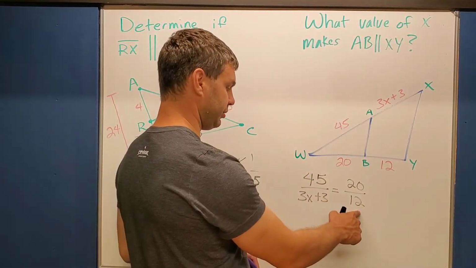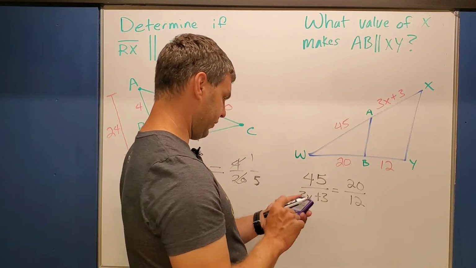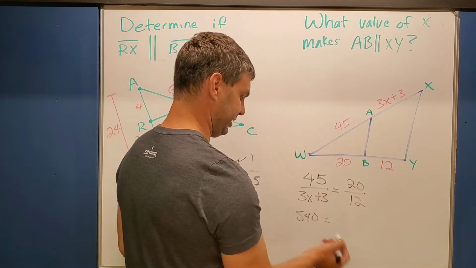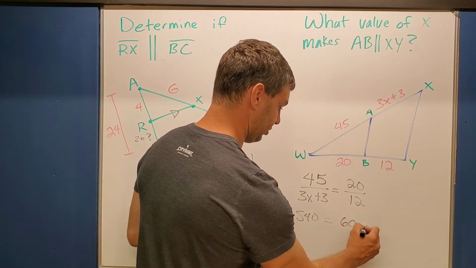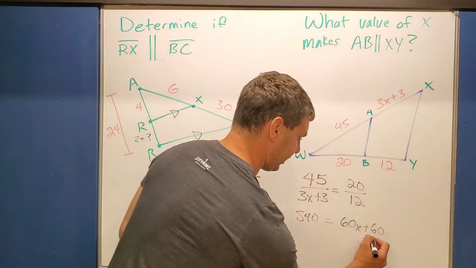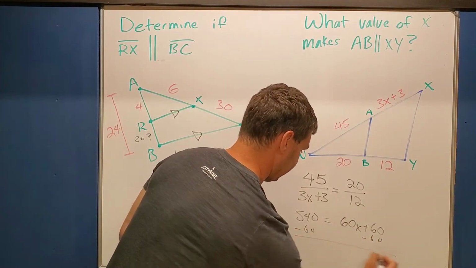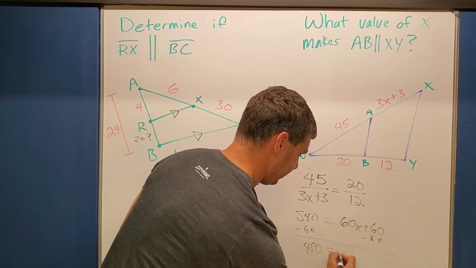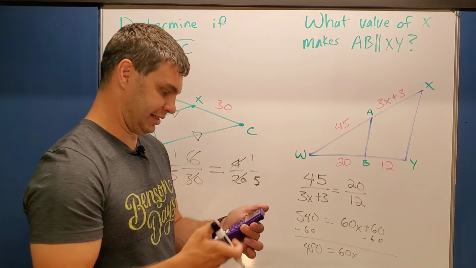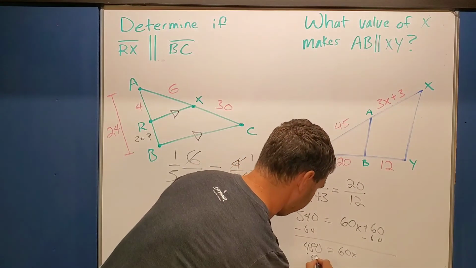So 45 times 12 is 540. Okay, and then 20 times 3 is 60, so this is going to be 60x plus 60, since those are both 3's. And if I solve here, I'm going to subtract 60 on both sides, and that gives me 480 equals 60x. 480 divided by 60 is going to be 8, so therefore 8 is what x is.